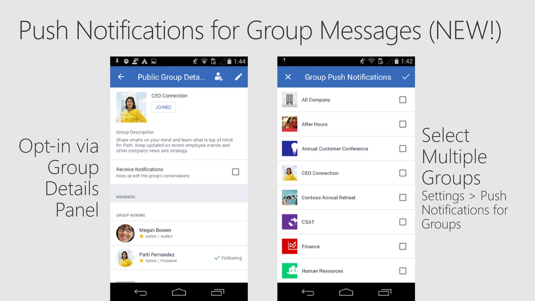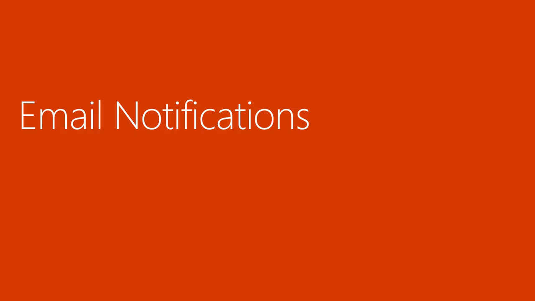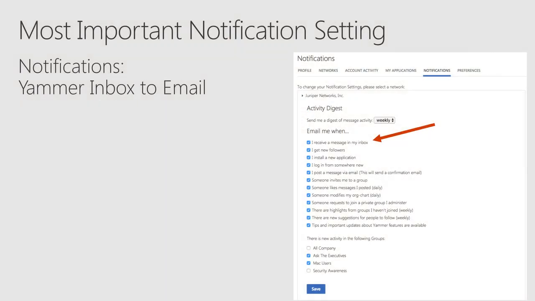So that's a great new feature for mobile engagement. Now, there are other ways to get notified about stuff that's happening in Yammer that I think are important here. Basically, there's a whole series of email notification features. One thing I'll suggest that you continue to leave on, this is a default setting, but sometimes people turn it off, but I think it's important to receive those inbox notifications in your email inbox.